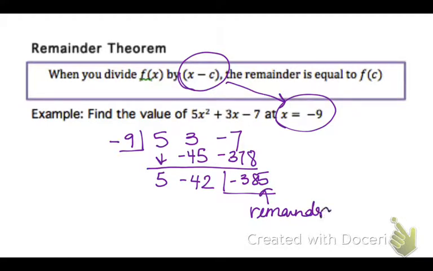The remainder theorem tells us that this is going to be equal to f of negative 9. Again, I could have taken negative 9, plugged it in place of x, and gotten that same answer. When we have longer polynomials to higher degrees, this is just a really nice shortcut to help us evaluate functions at certain values.